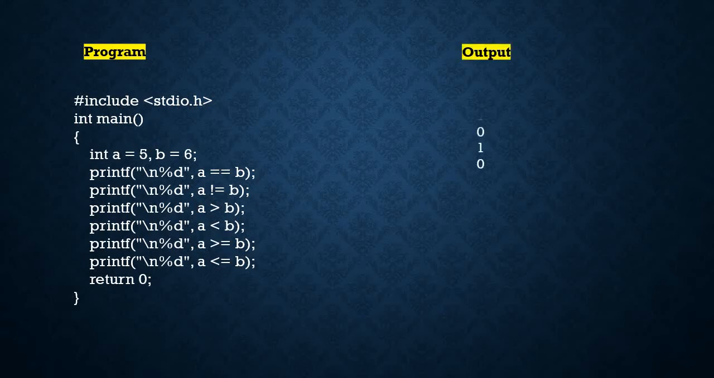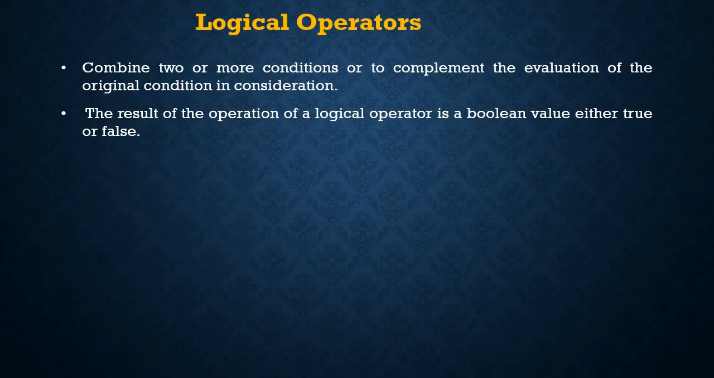Depending upon the values we have assigned for the variables. So 0, 1, 0, 1, 0. Okay. So that means 1 means true, 0 means false. So the next one is logical operator.